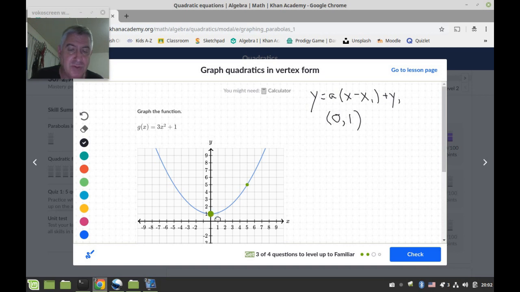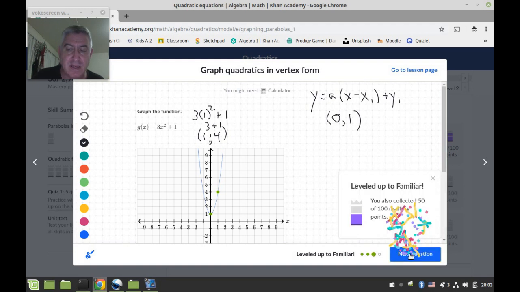And I'm going to choose where x equals 1. So we're going to just replace x with 1. So I have 3 times 1 squared plus 1, which is equal to 3 plus 1, which is equal to 4. So my point is 1 comma 4. There we go. So let's double check. 0, 1 and 1, 4. I have 2 points, and I've graphed. Okay. We have one more question on this set.